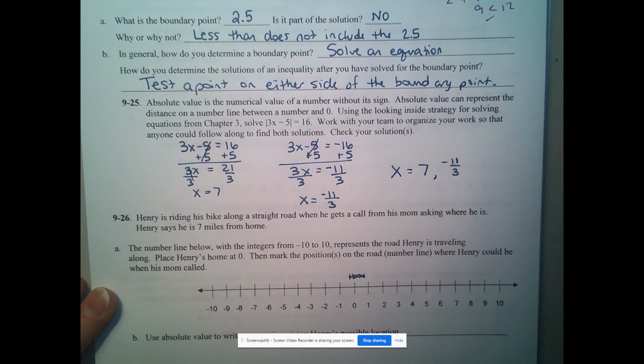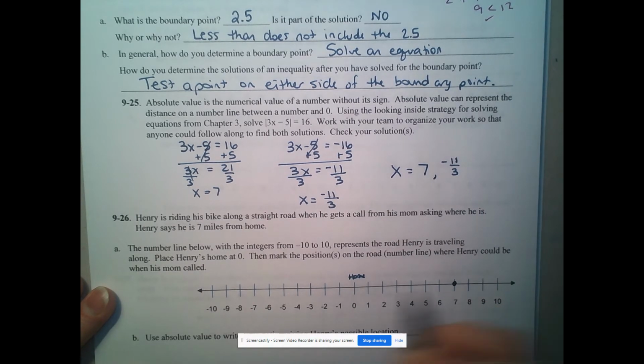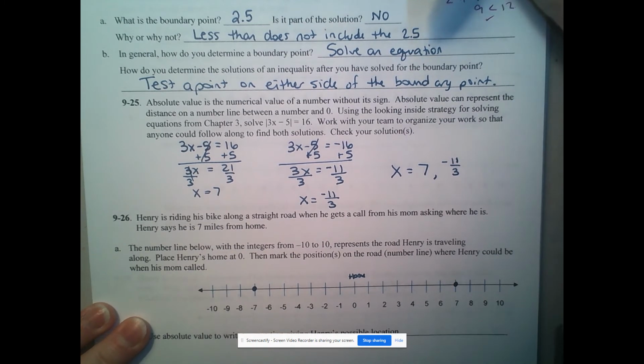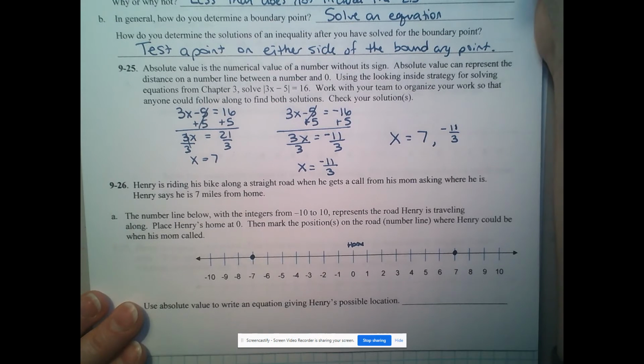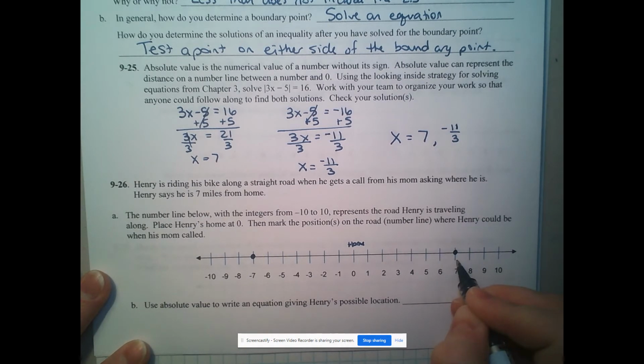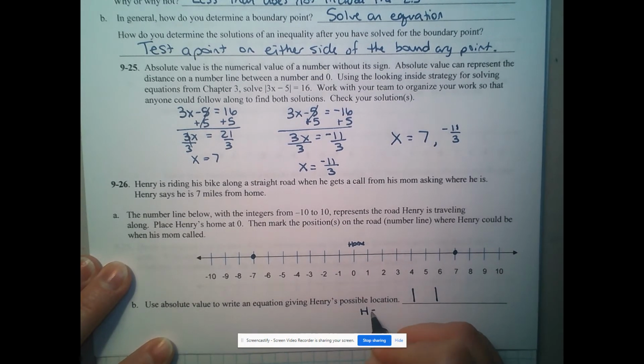Well, if he's 7 miles from home, he could be up here at positive 7, or he could be over here at negative 7. And we don't know which one, because along the road, both of those, because they are distances, are 7 miles away from home. Use absolute value to write an equation giving Henry's possible location. So what we're saying is the value could be positive 7 or negative 7. So the absolute value of, and we've got to pick a letter, so let's pick H. H equals Henry's location.